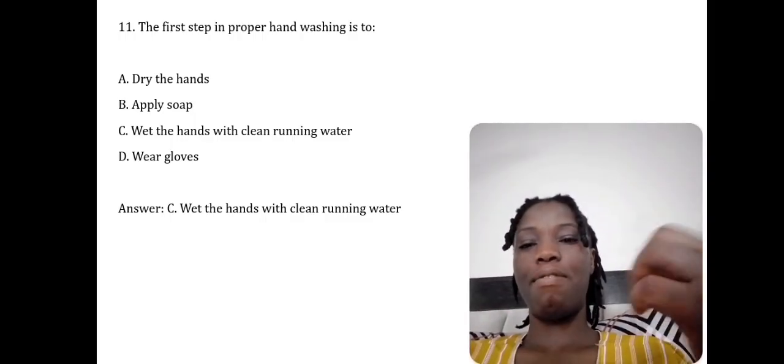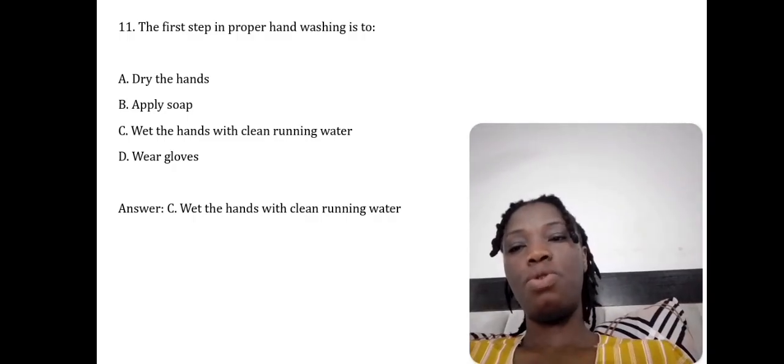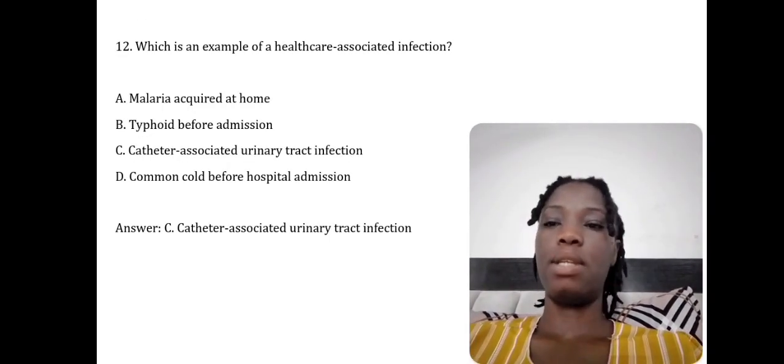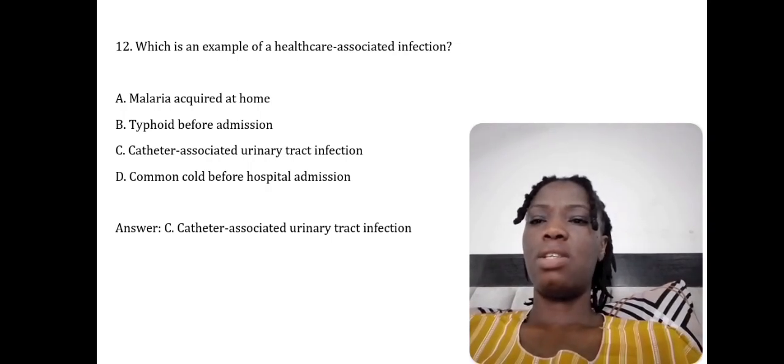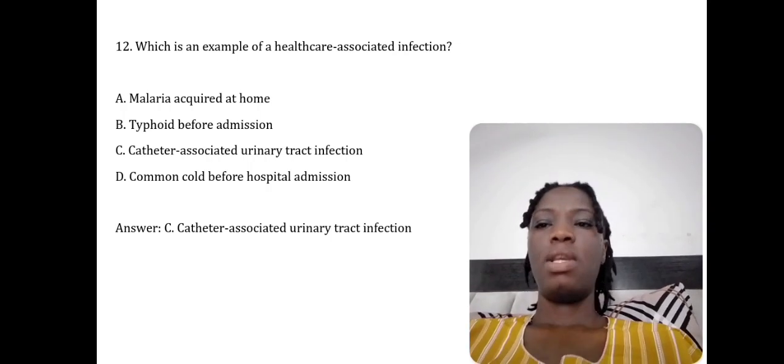You must wet the hand first before applying soap. So the first step in proper hand washing is for you to wet your hand. Next question, which is an example of healthcare associated infection?